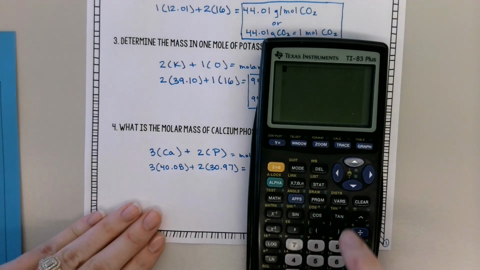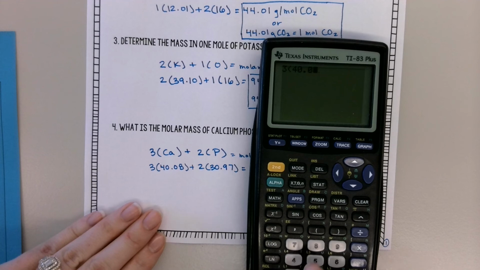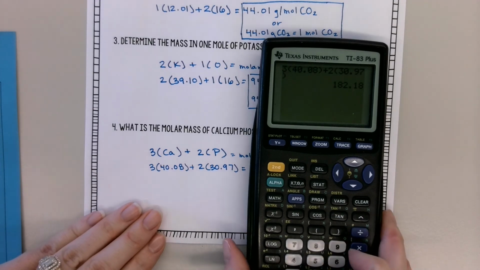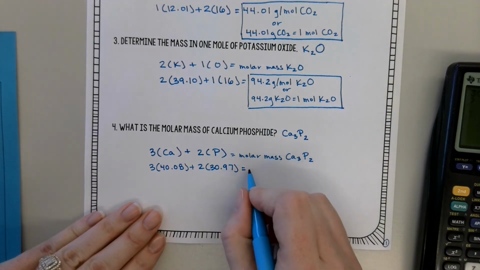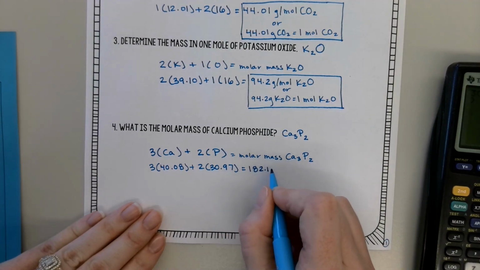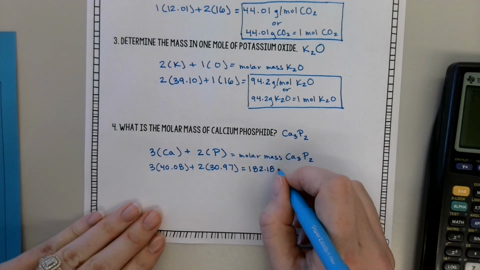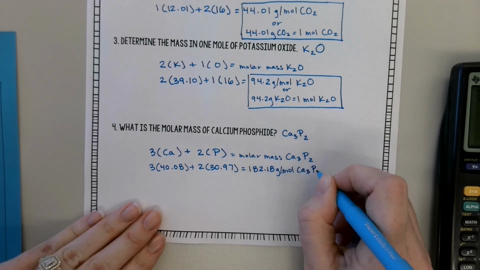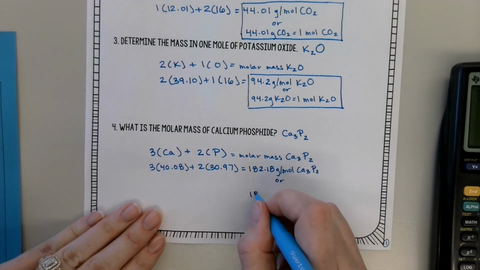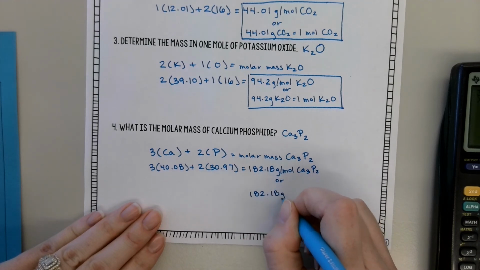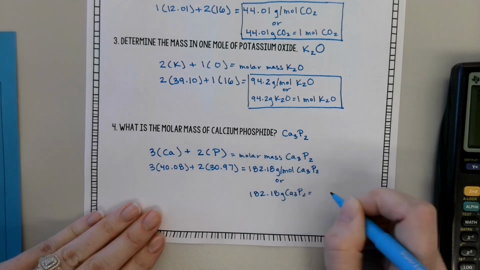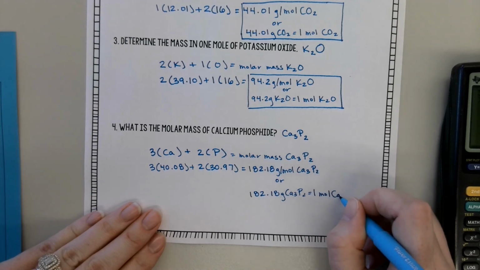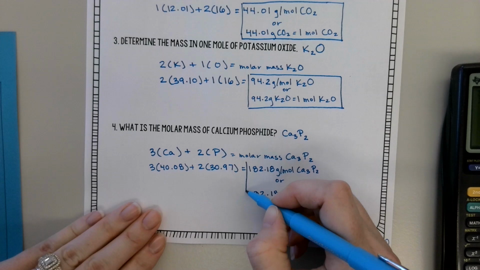Plug it in our calculator. 3 times 40.08 plus 2 times 30.97, and I'm getting 182.12. Excuse me, 182.18, and that is grams per mole of calcium phosphide, or 182.18 grams of calcium phosphide in 1 mole of calcium phosphide.